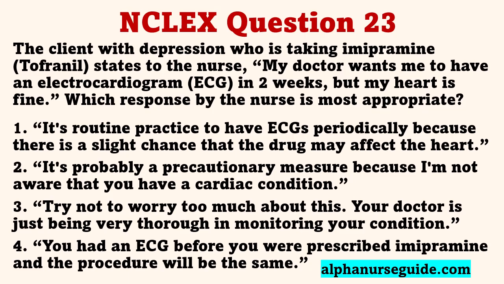The correct answer is 1. It's routine practice to have ECGs periodically because there is a slight chance that the drug may affect the heart. Rationale: Telling the client that ECGs are done routinely for all clients taking imipramine, a tricyclic antidepressant, is an honest and direct response. Additionally, it provides some reassurance for the client. Commonly, a client with depression will ruminate, leading to needless increased anxiety. Tricyclic antidepressants may cause tachycardia, ECG changes, and cardiotoxicity.